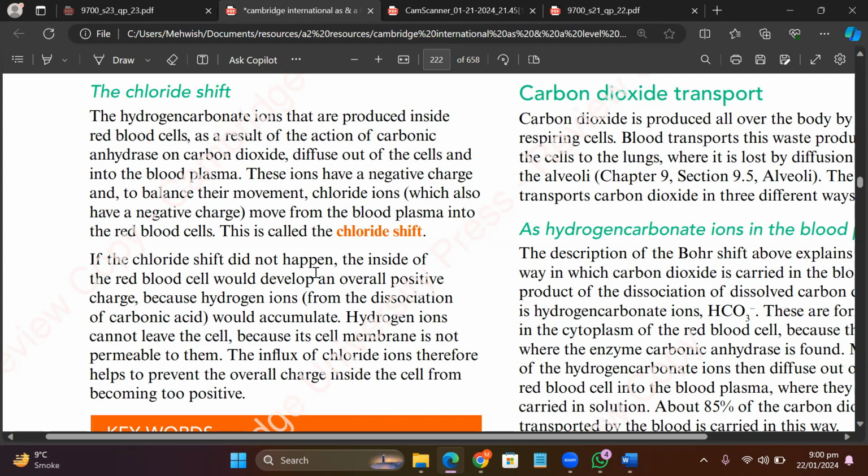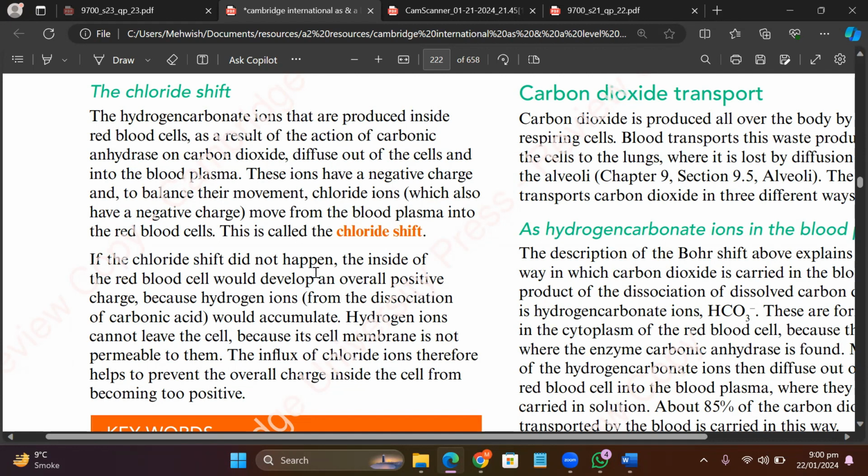कार्बोनेट्स को बाहर ले जाने के लिए। कार्बोनेट्स बाहर जाएंगे तो हाइड्रोजन आयंस भी बाहर जाएंगे, और वो एक्यूमुलेट नहीं हो पाएंगे इनटू द रेड ब्लड सेल्स। ठीक है, so if carbonate ions will not come out and the chloride ions will not go in, the hydrogen ions will not be able to leave the cell.